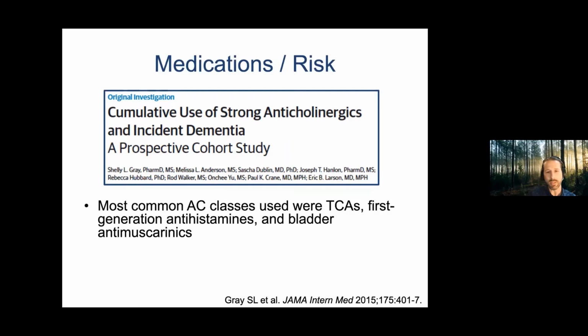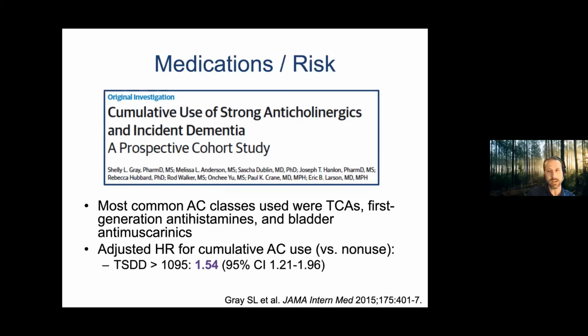They found that the most common subclasses used were TCAs, first-generation antihistamines, and bladder antimuscarinics. And the punchline here, their main result, is that they found that cumulative anticholinergic use was associated with a significantly increased risk of dementia. As a point of reference, this TSDD value represents daily use of a strong anticholinergic drug for more than 3 years. So for example, olanzapine 2.5 milligrams for at least 3 years.